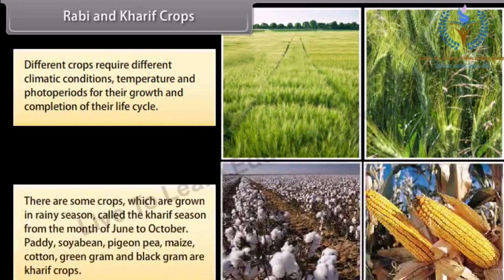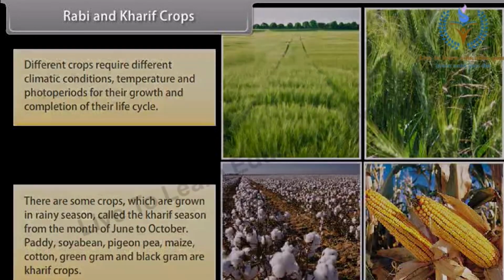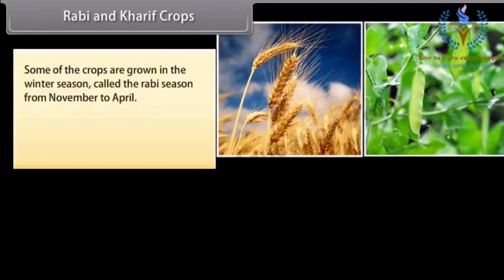There are some crops which are grown in rainy season called the kharif season from the month of June to October. Paddy, soybean, pigeon pea, maize, cotton, green gram and black gram are kharif crops. Some of the crops are grown in the winter season called the rabi season from November to April. Wheat, gram, peas, mustard, linseed are rabi crops.